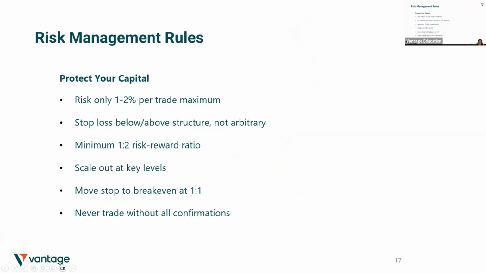So, risk management rules. Protect your capital by risking only 1 to 2% per trade. That's the maximum. Stop loss below or above structure. Aim for a 1 to 2 risk and reward ratio, but at least 1 to 1 risk reward. All right. Scale out at a key level.